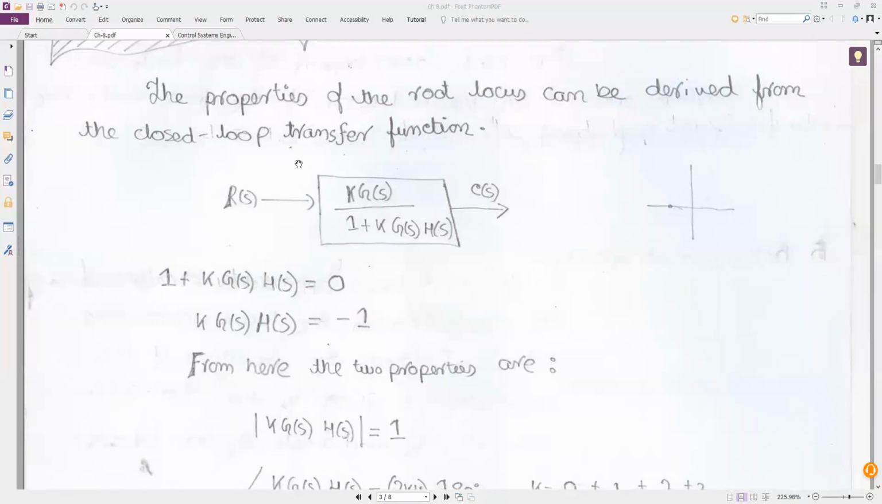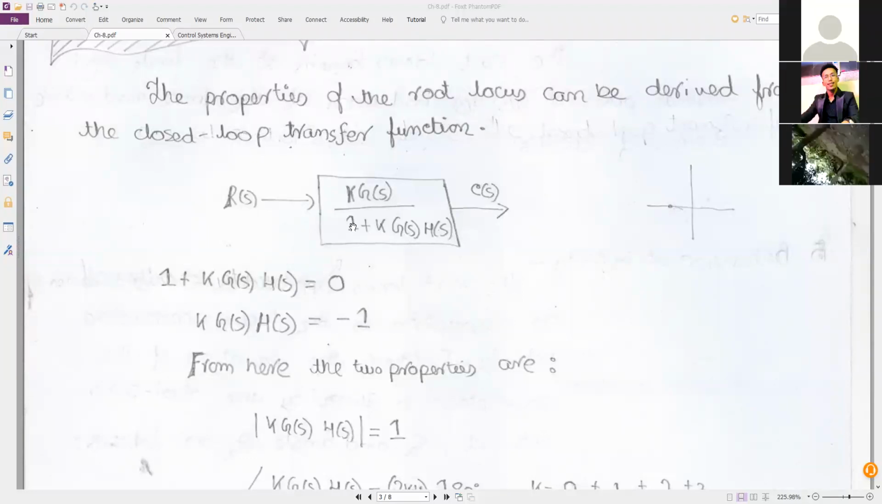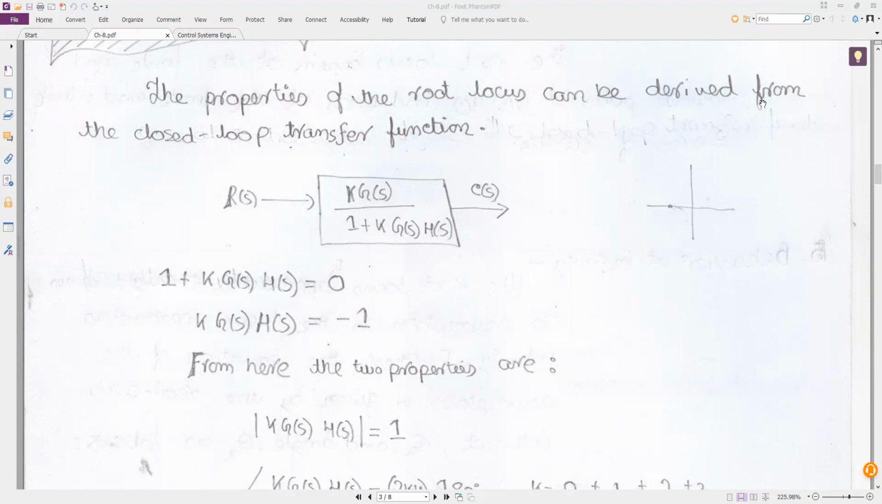Okay. Let's see. Now look at this equation: KG(s) divided by 1 plus KG(s)H(s). This is the transfer function. Now here, let 1 plus KG(s)H(s) be equal to 0. Then KG(s)H(s) is equal to minus 1.